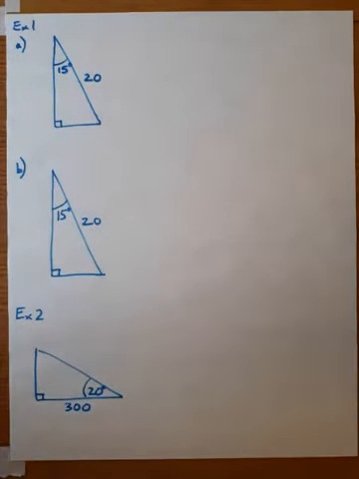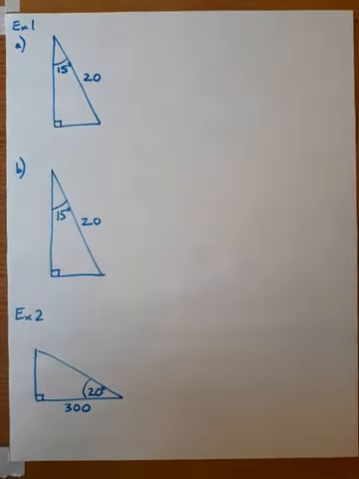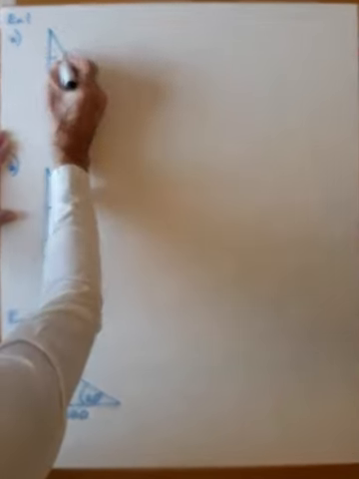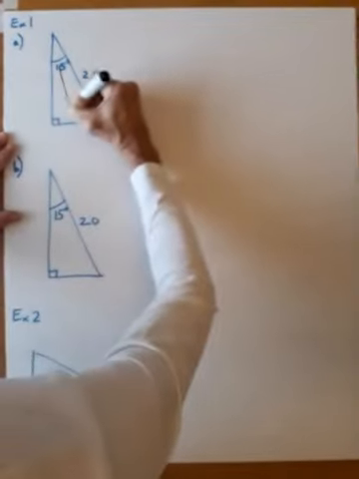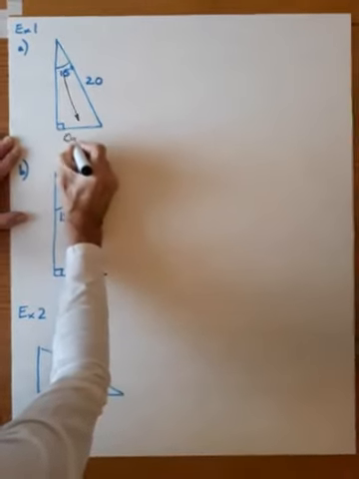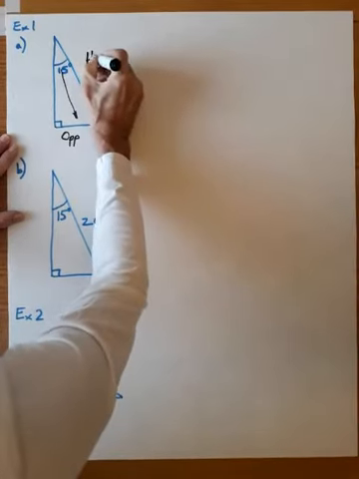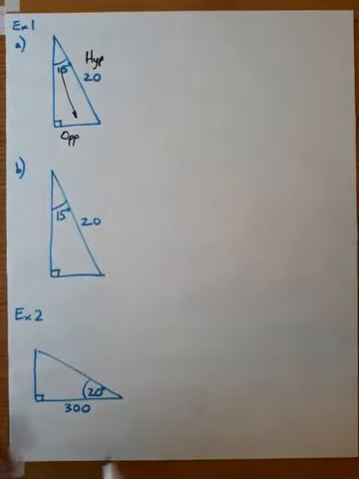Let's do a few examples. So in example 1, part A says find the length of the opposite side. Well, let's label up the triangle. Here is the angle. This side is going to be next to it or adjacent, and this side is going to be opposite. We already have the hypotenuse is 20. So how do we proceed from here if we want to calculate the length of this?